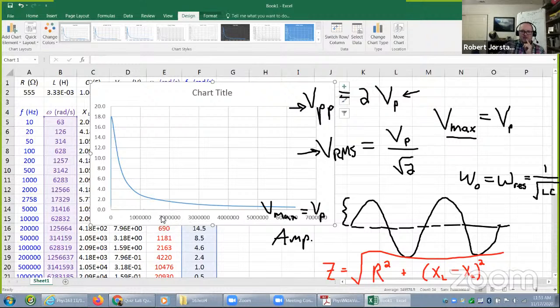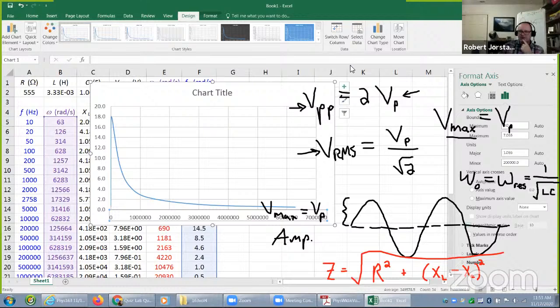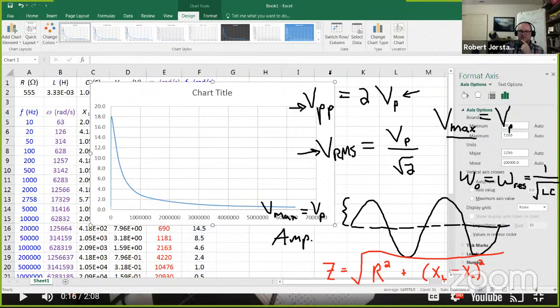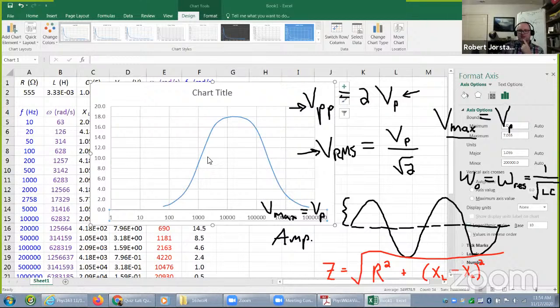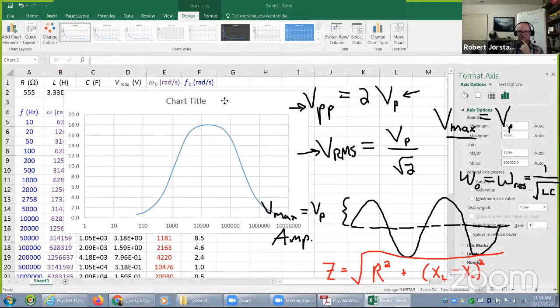So if we want to see this better, right-click, Format Axis. Oh my gosh, there's a button right here that says Logarithmic Scale. I don't know if you can see it, but can everybody see where my mouse is? Right there. There's a thing that says Logarithmic Scale. If you click that, you can see it much better. And it looks like what we expected. There's a peak, right? The current amplitude peaks at some value. Got it?